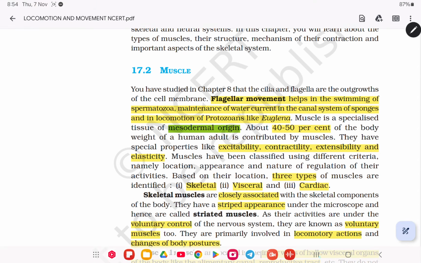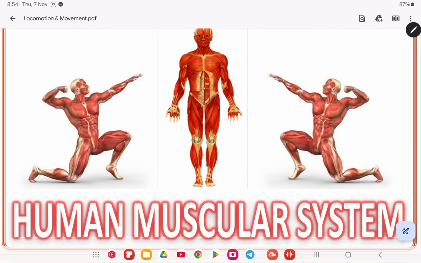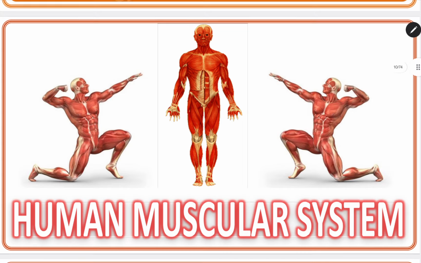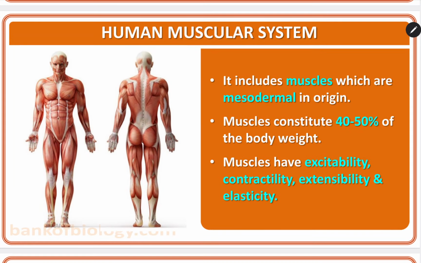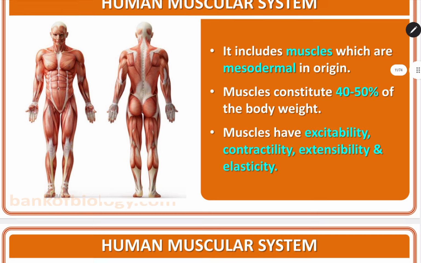Now coming to the PDF. Here it is the same: mesodermal in origin. All our muscles are mesodermally originated and constitute 40 to 50% of the body weight. Muscles have excitability, contractility, extensibility and elasticity. All these capabilities are present in the muscles.